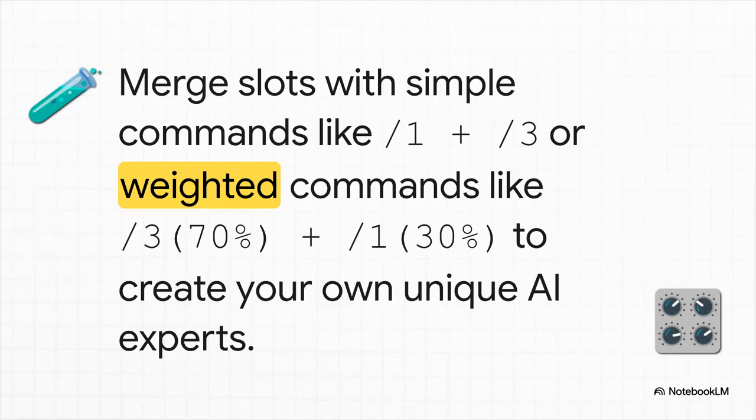SuperPrompt actually lets you merge these personas. So you want a cyberpunk detective? You just type /1 plus /3. And you can get even more specific. Maybe you need that detective to be more cyberpunk than noir. You can actually set the exact weight, like /3 70% plus /1 30%. You get this incredibly precise control.